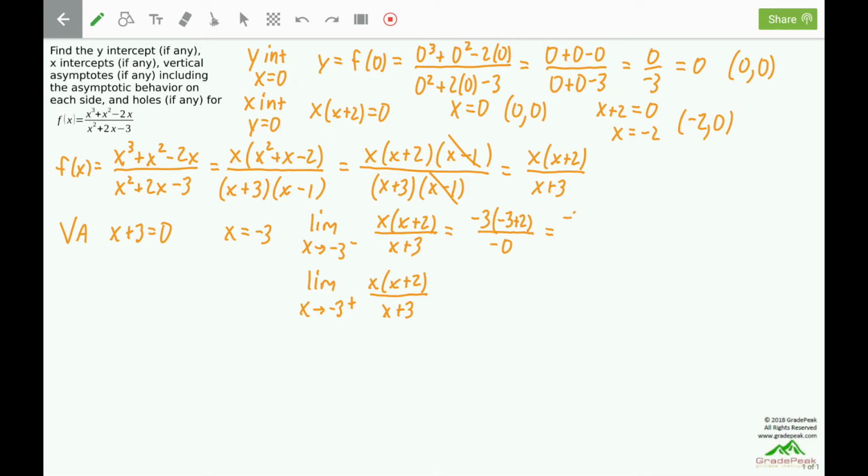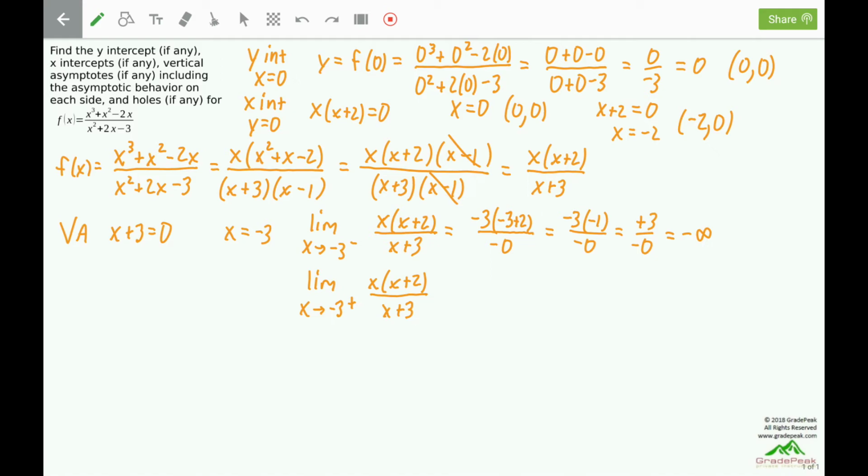In the numerator, negative 3 times negative 3 plus 2 is a negative 1 over negative 0. Negative 3 times negative 1 is a positive 3 divided by a negative 0. Positive over negative is negative. Non-zero over 0 is an infinity.